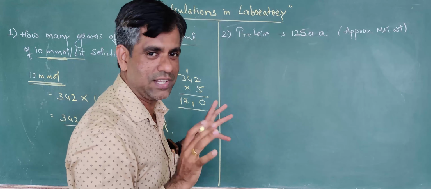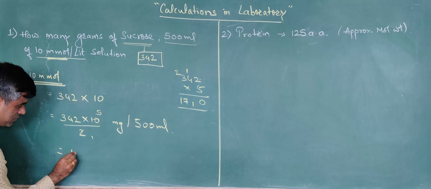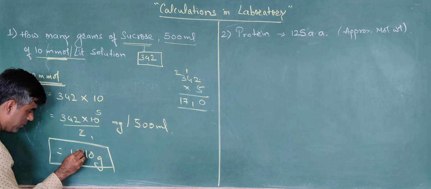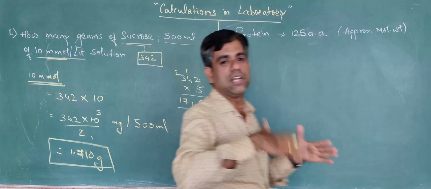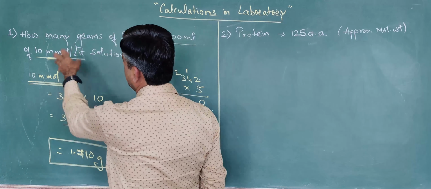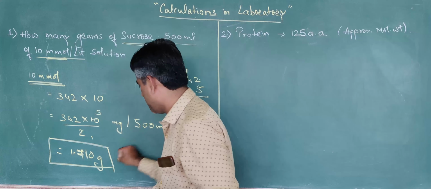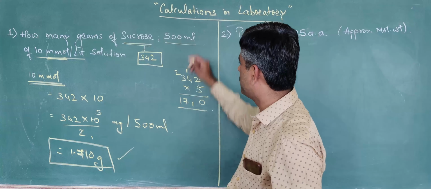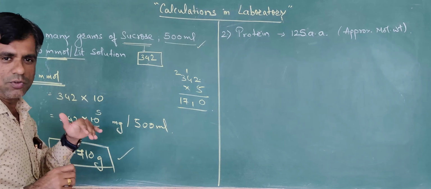I'm not going to weigh in milligrams. Most of the balances in the laboratory weigh in grams, so let me conclude it in grams. It is 1.710 grams. So I'll weigh out around 1.710 grams of sucrose, dissolve it in water and take the volume to 500 ml to get a solution of 10 millimoles per liter of sucrose. Simple. It was not that difficult.